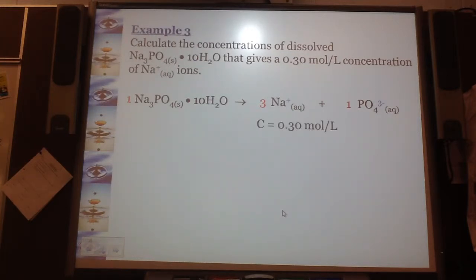So this time, though, we're given information about our products, or after dissociating. So this is now our given. So the sodium ion is our given, and our wanted is the sodium phosphate. So to find our concentration of sodium phosphate, we take the concentration of given, multiply that by wanted over given, and that concentration is 0.1 moles per liter.